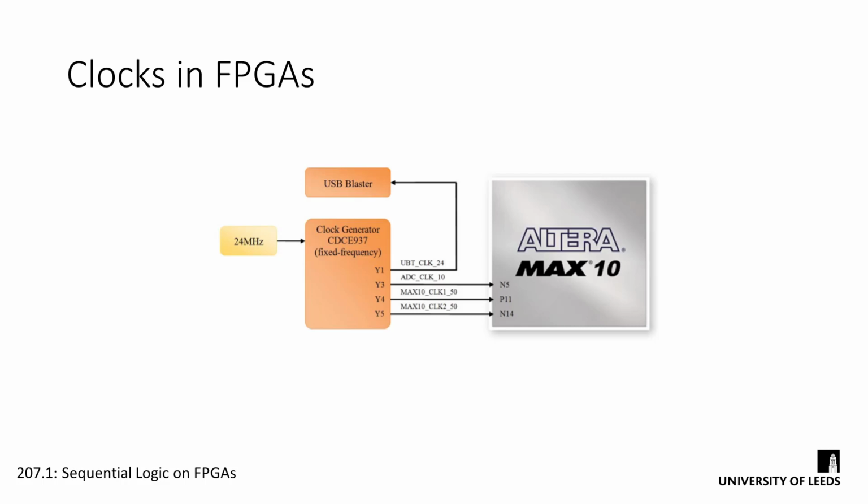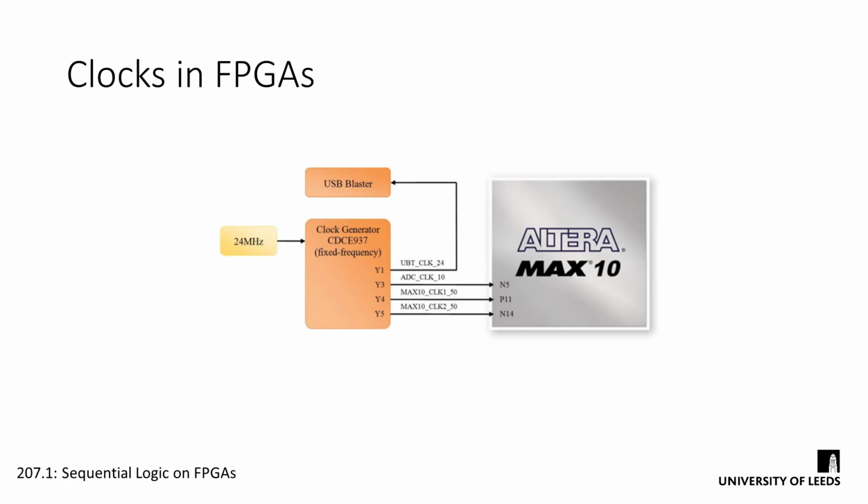These clock signals are of a fixed frequency, usually in the order of megahertz. On the MAX10 device that we're using, we have 3 clock signals available, one at 10 MHz and 2 at 50 MHz. You can find the pins which these are connected to in the user manual.